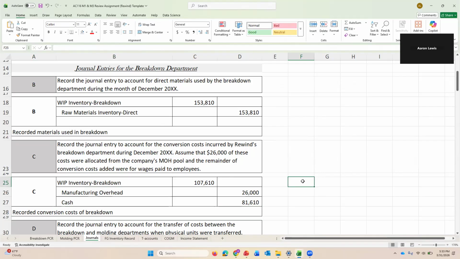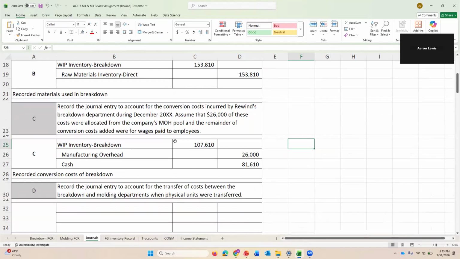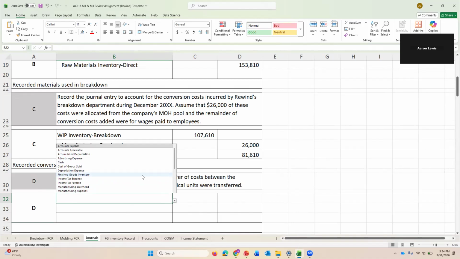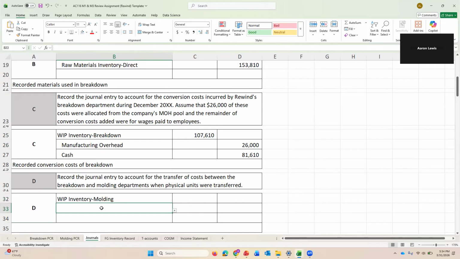And now the breakdown department has all of their costs into this inventory that is in work in process at this time. And when they get done with it and they've added all their costs, they would transfer those physical units to the next phase of production. So in journal entry D, I am going to record the transfer between our two different departments. When it leaves the breakdown, it goes into molding. Whatever department is the one that's getting cost transferred into it, you need to increase that asset account for that department. And in this case, assets increase with a debit, so we're going to debit WIP inventory molding.